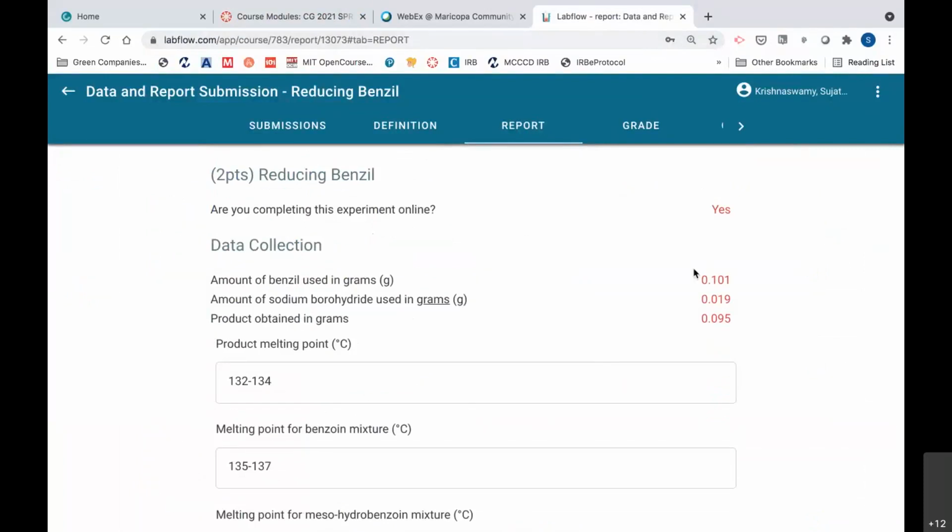So, amount of benzil used in grams, amount of sodium borohydride used in grams. As a good scientist, you must calculate the limiting reactant. Benzil will turn out to be the limiting reactant. So to calculate the limiting reactant of benzil with sodium borohydride, between the two, I just want to show you one little thing here.